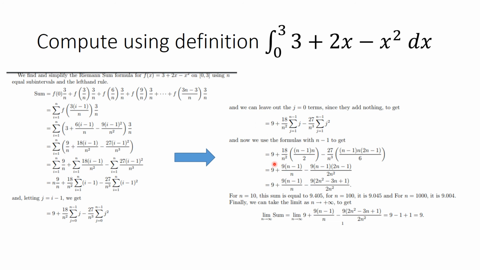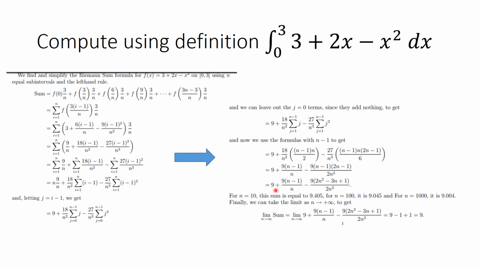And so now we're going to be using our formulas. So I get 9. This is 18 over n squared. This is going to be (n minus 1) times n over 2. Minus, this one is a summation of the squares. This is going to be (n minus 1), n, and (2n minus 1) over 6. Make sure you understand how I adjusted the summation index. And so now I multiply things together and I get this, and now I'm ready to take the limit. So the limit of the sum is the sum of the limits.